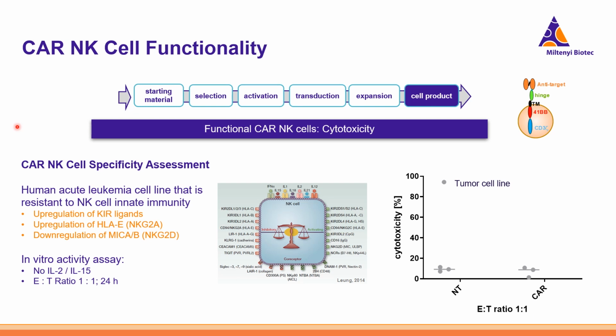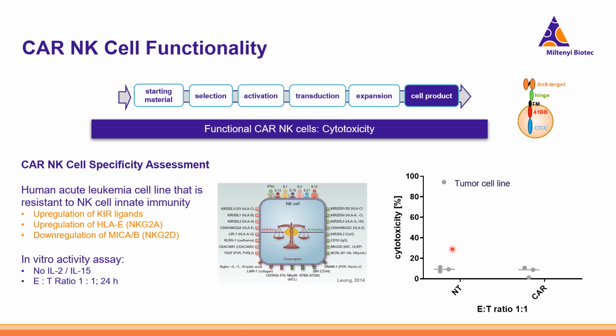So we screened for a cell line that is mostly resistant because it has an upregulation of ligands for inhibitory receptors and downregulation of ligands for certain activating receptors. And you can see here the cytotoxicity of the natural killer cells and also the CAR-NK cells in co-culture with this tumor cell line. Shown here is always the percentage of cytotoxicity. And so the tumor cell line here is resistant.